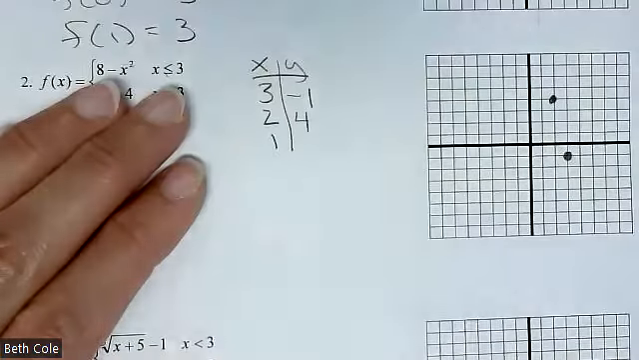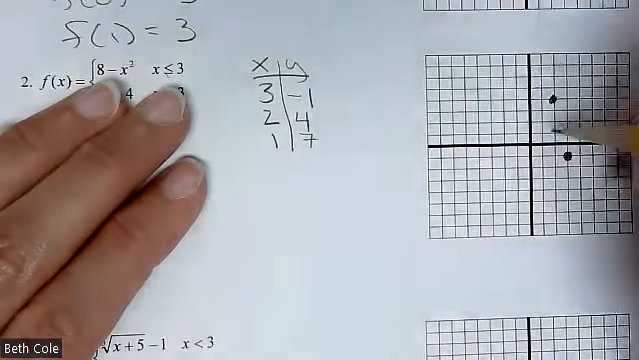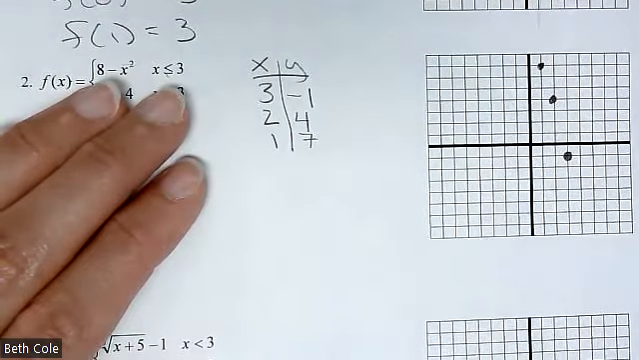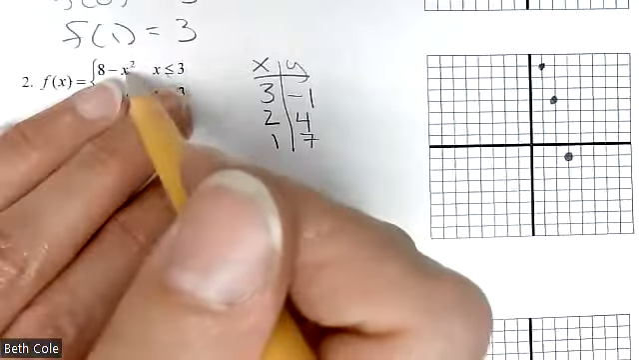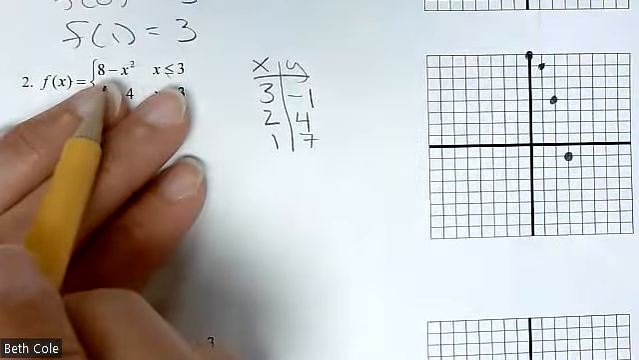How about if you plug in 1? 1 squared is 1. 8 minus 1 is 7. So 1, 7. And I'm not going to put this 1 in my table because I think we could probably just do this mentally. What do you get if you plug in 0? 8. And what shape should this be?